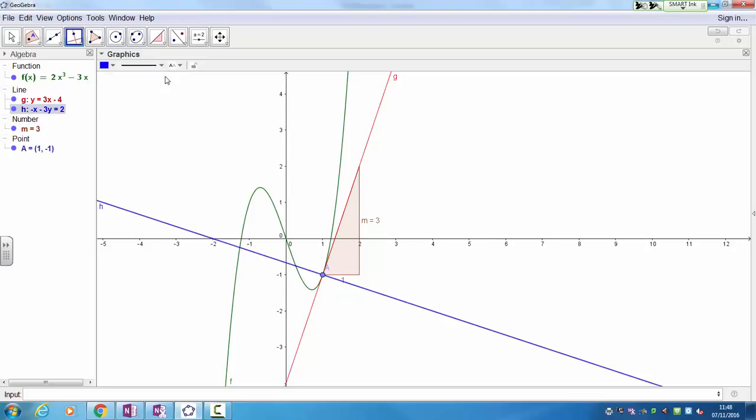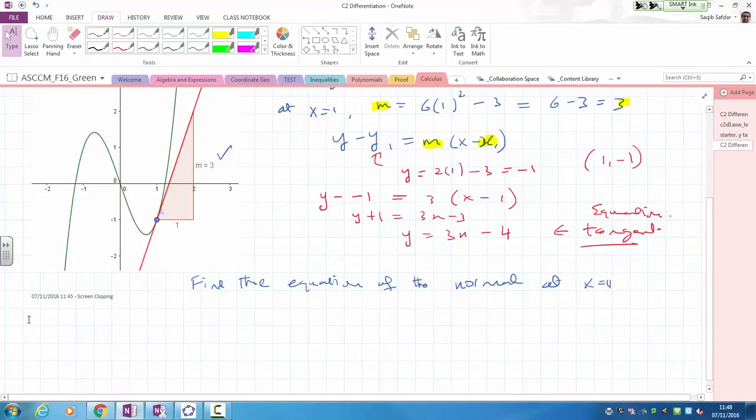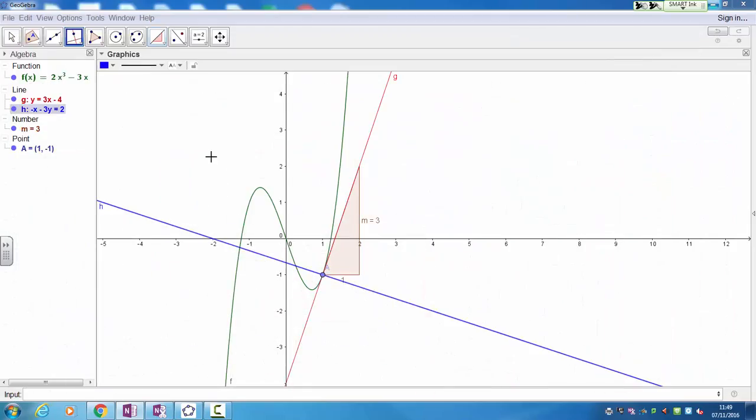Let's colour code, let's make that blue. Okay. At that point, the perpendicular line is 90 degrees to the tangent. Okay. And so let's take a picture of that again. Okay, let's put this in.